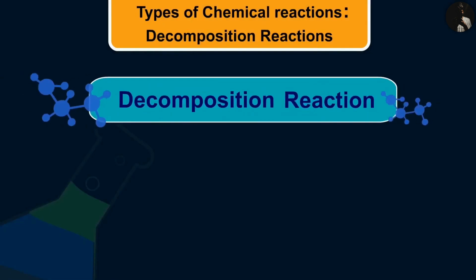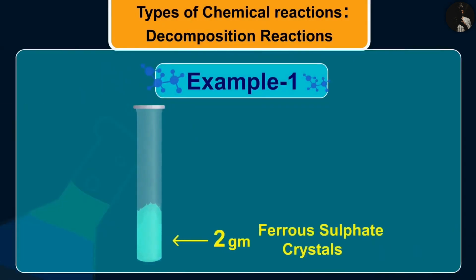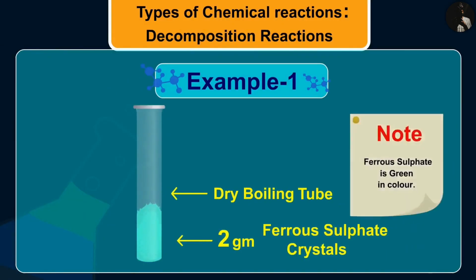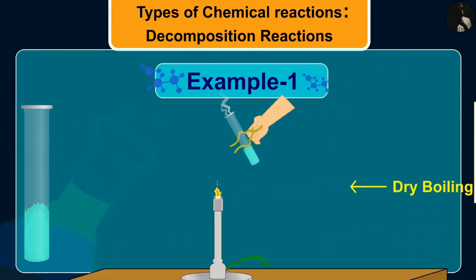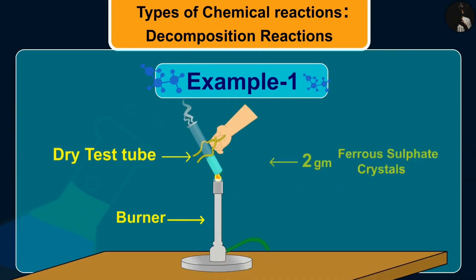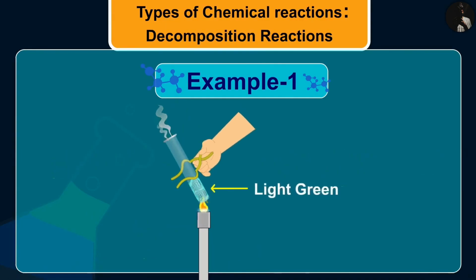Let us take an example of decomposition reaction. Take about 2 grams of ferrous sulfate crystals in a dry boiling tube. Note the color. Now, heat this and observe the color of crystals after heating. You will observe that the color of ferrous sulfate changes from light green to white.